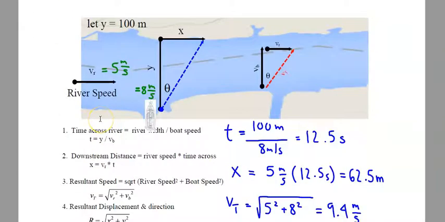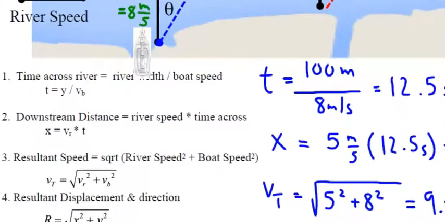Here's a sample problem. Let's let the distance from dock to dock, the river's width, at this point be 100 meters. Let's say that the boat has a velocity of 8 meters per second north, and the river was pushing with a 5 meter per second velocity east.